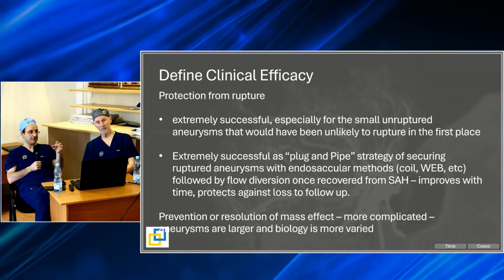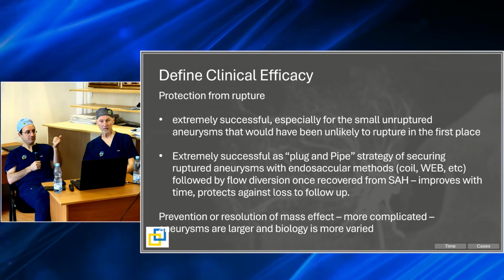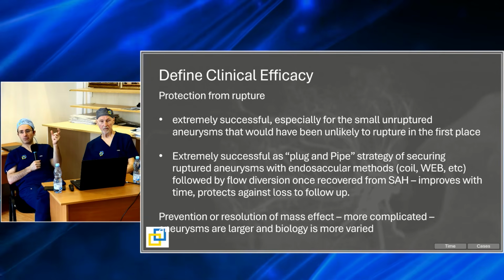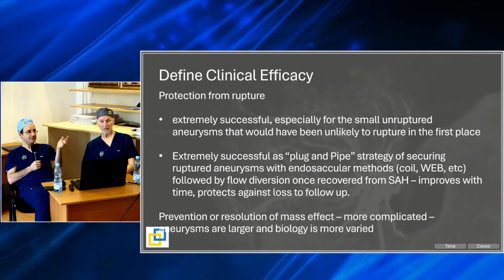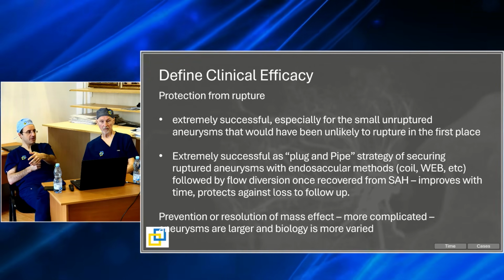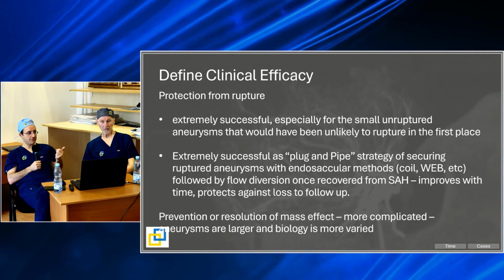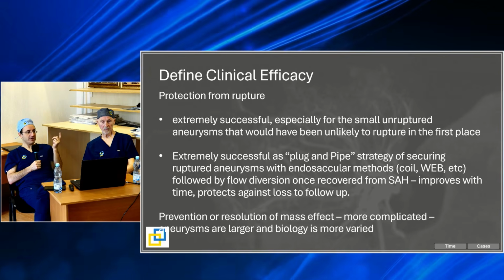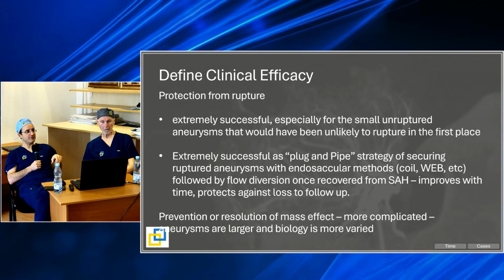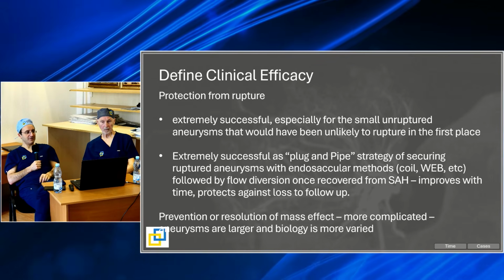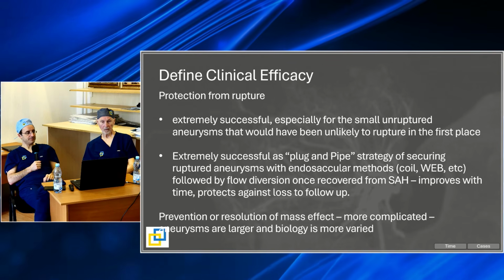Now, clinical efficacy, as I said, for most aneurysms that are small and have no mass effect, is basically protection against rupture, or re-rupture if it's a ruptured aneurysm to begin with, right? Most small aneurysms are very unlikely to rupture in the first place. So I think the clinical efficacy of flow diversion is excellent.